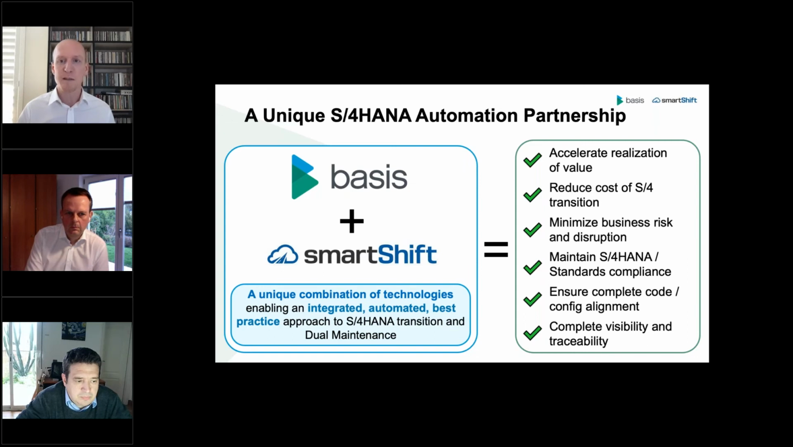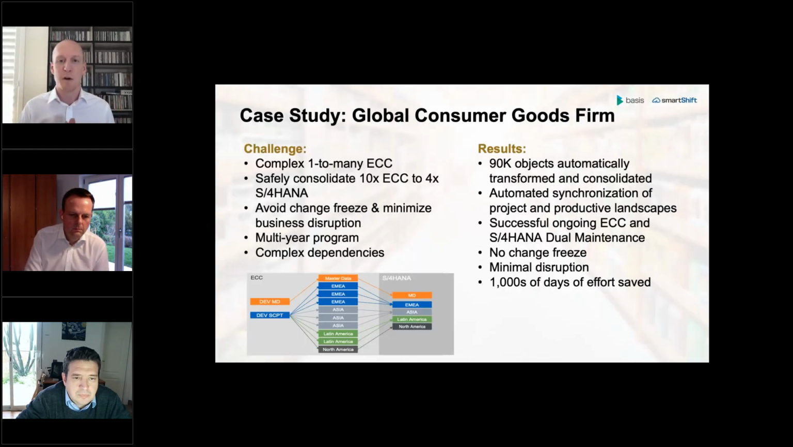So let's take a look at an example of where that joint solution of both smartShift and Basis have come together. David, you were closely involved with this consumer goods vendor at the time. Can you quickly set the scene for us?